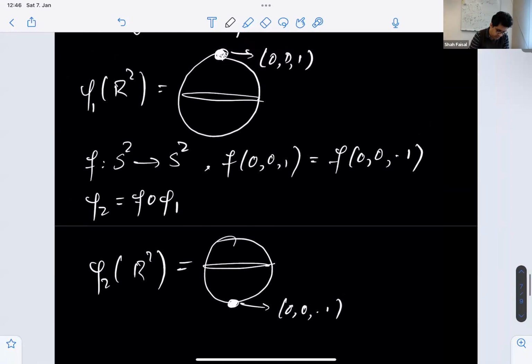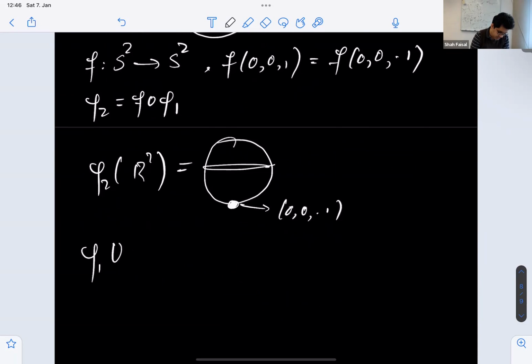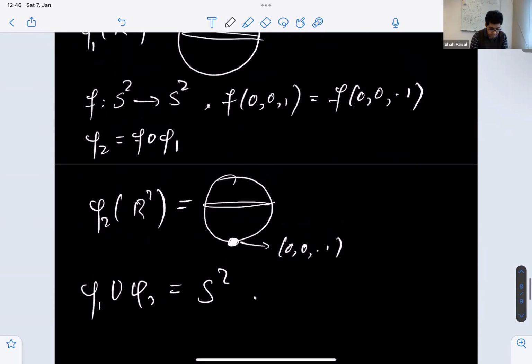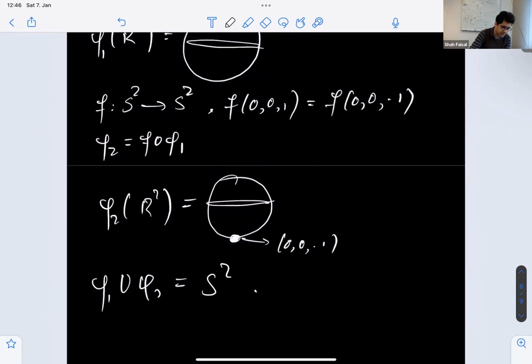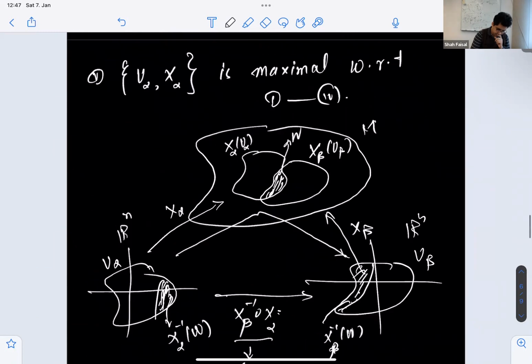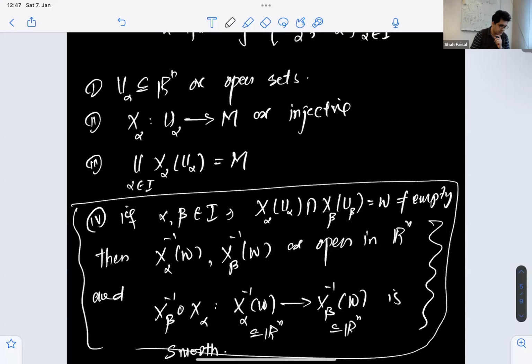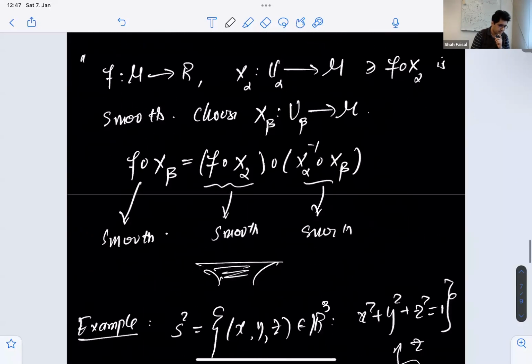But anyway, the union of those two covers the sphere, and these are injective maps. It's basically the whole S2. You need to verify that it satisfies the conditions above, so it's a homework for you. You need to show that these maps are injective, that they cover the sphere, and that the transition maps in this fourth condition are smooth. For this example.